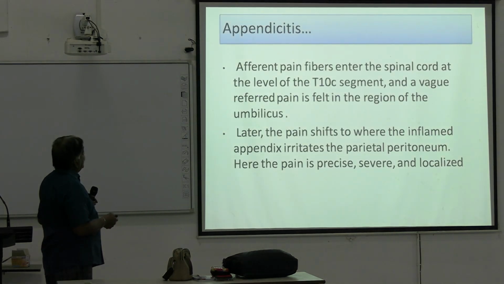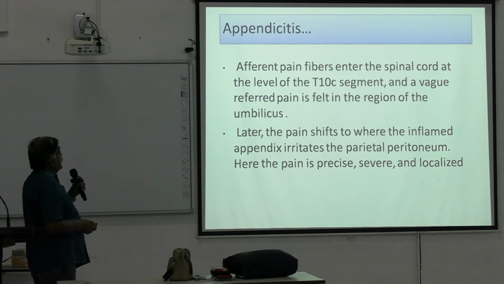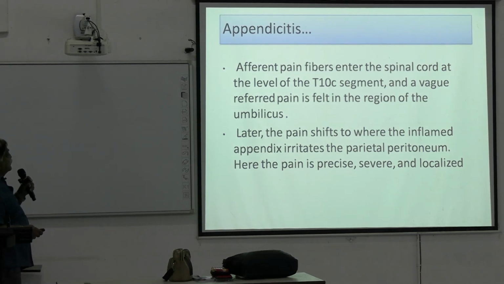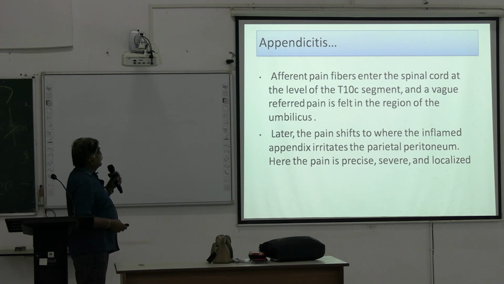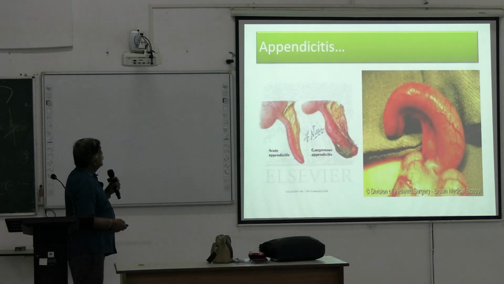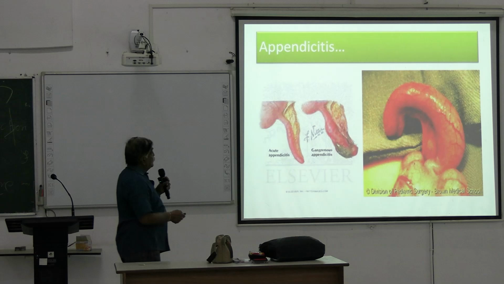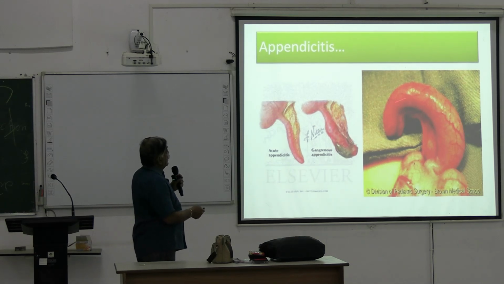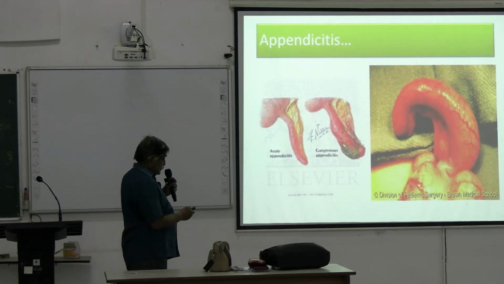Now appendicitis: afferent pain fibers enter the spinal cord at the level of T10 segment, and vague referred pain is in the region of the umbilicus. Later the pain shifts to where the inflamed appendix irritates the parietal peritoneum. Here the pain is precise, severe and localized. Next. Appendicitis. Now you see, this is a picture from NETA, acute appendicitis and gangrenous appendicitis. Now this is the appendix in surgery.